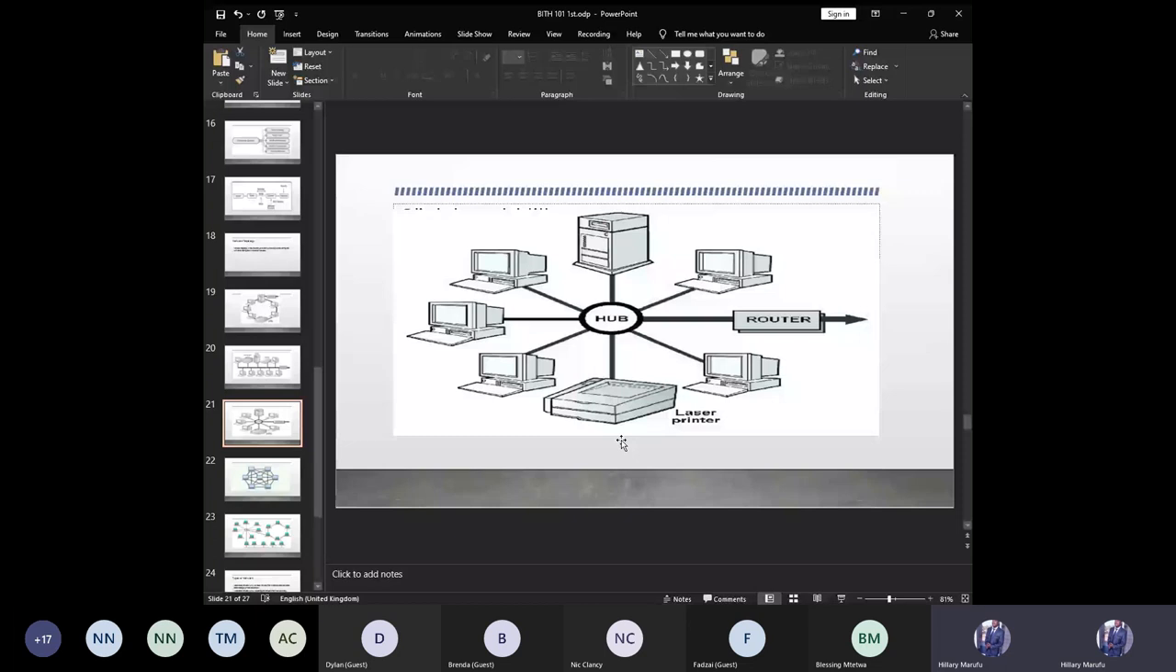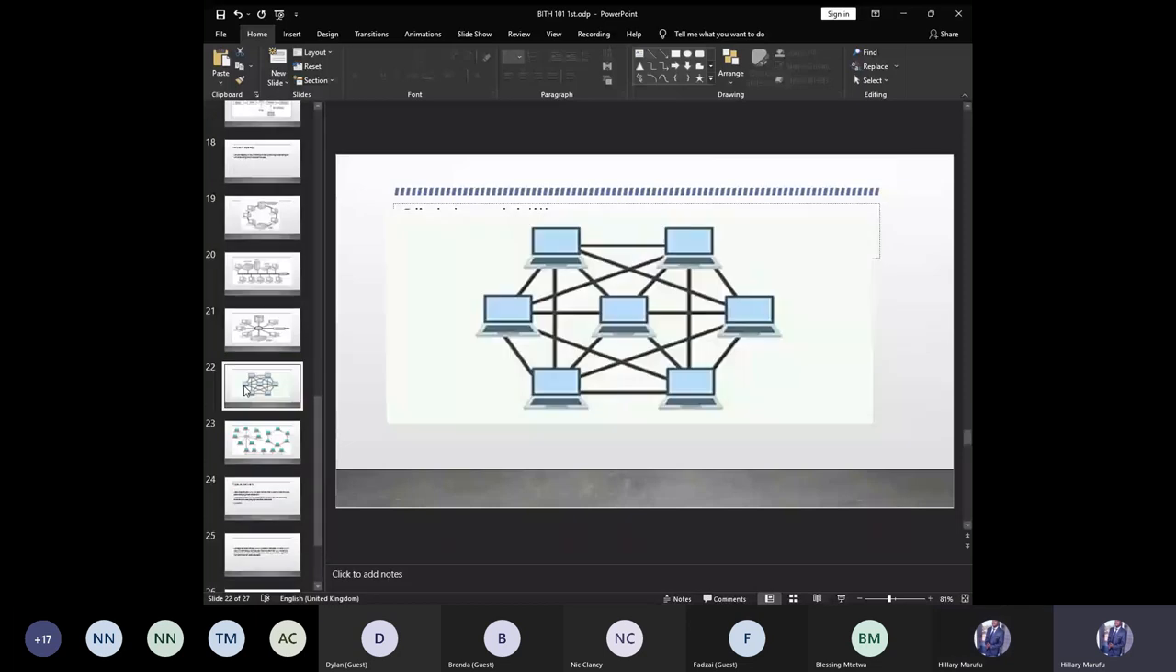What do you call this topology? What do you call this topology? Dylan? Fadzai, what do you call that topology? It's a mesh topology. The mesh topology, okay.